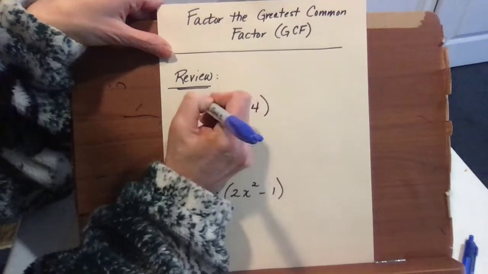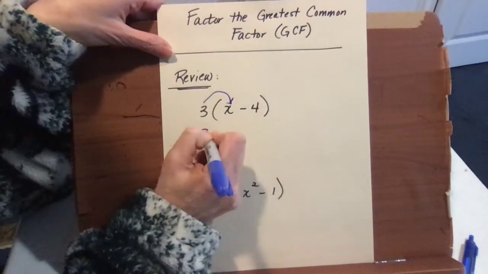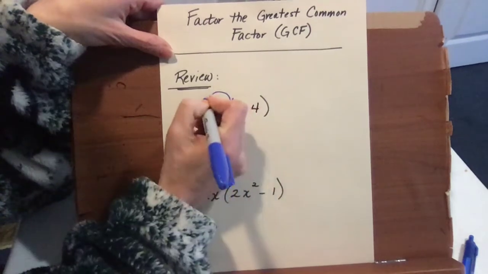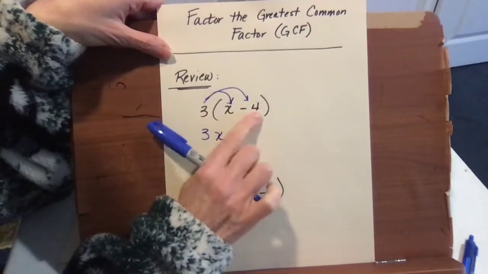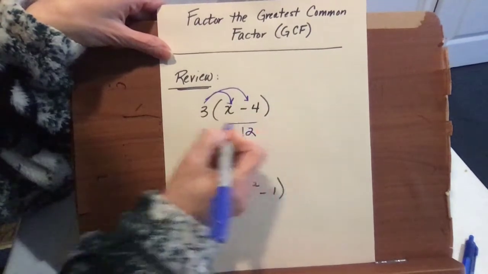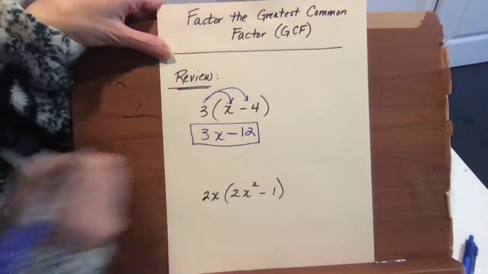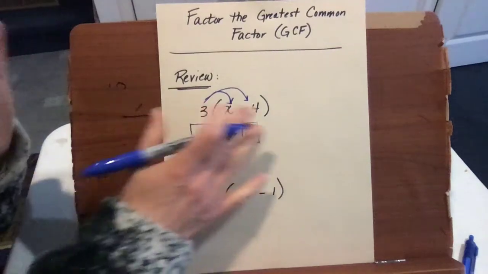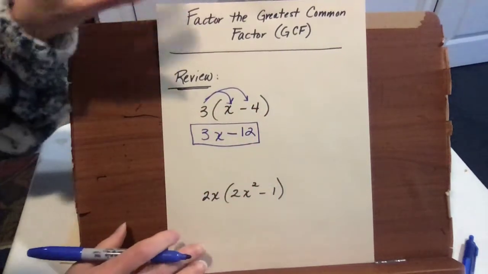We're going to take 3 and multiply it by x, and we're going to get 3x. Then we distribute our 3 and we multiply it by a minus 4, or a negative 4, which makes it minus 12. And that's our final answer. So that's our distributive property. Very simple with numbers, binomial, very quick and easy.